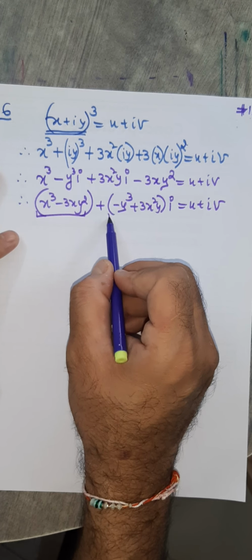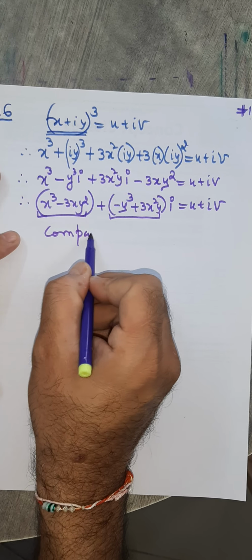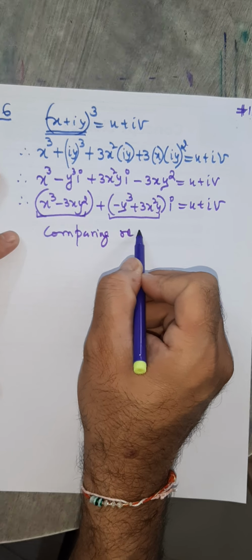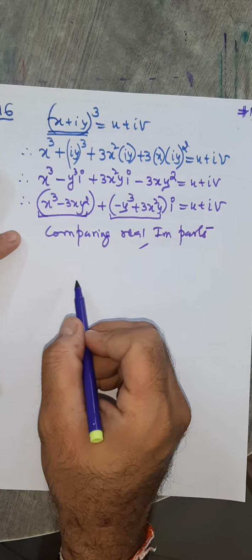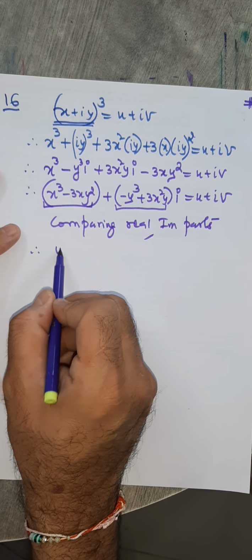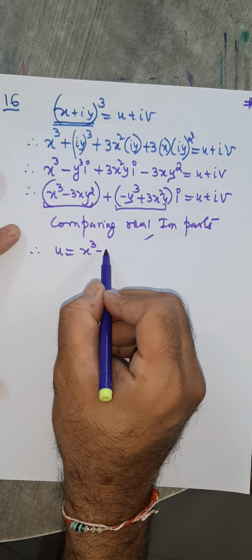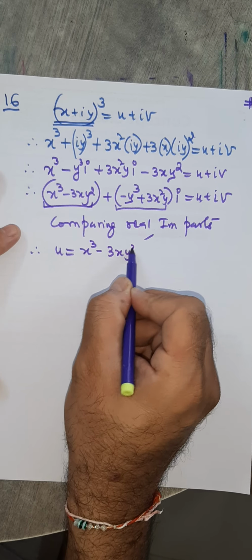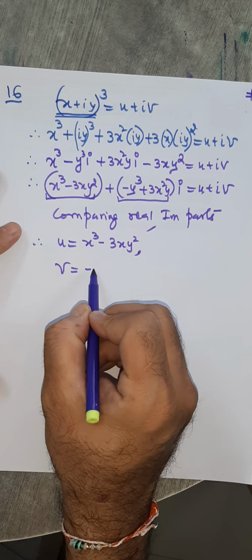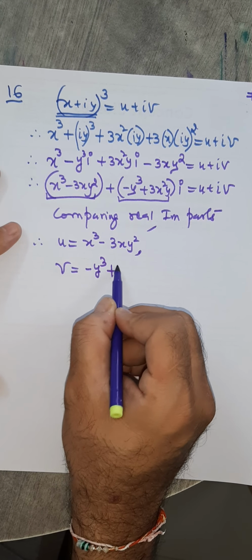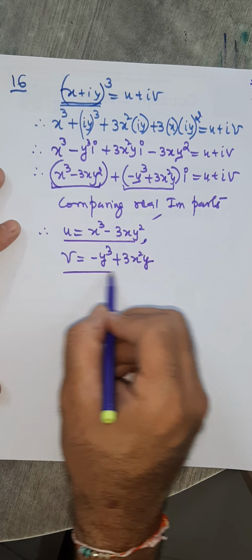This is real part, this is imaginary part. So just as we did earlier, comparing real and imaginary parts, we'll get u and v. So what is u? Here real part, x³ minus 3xy². What is v? Minus y³ plus 3x²y. So you got u, you have v.